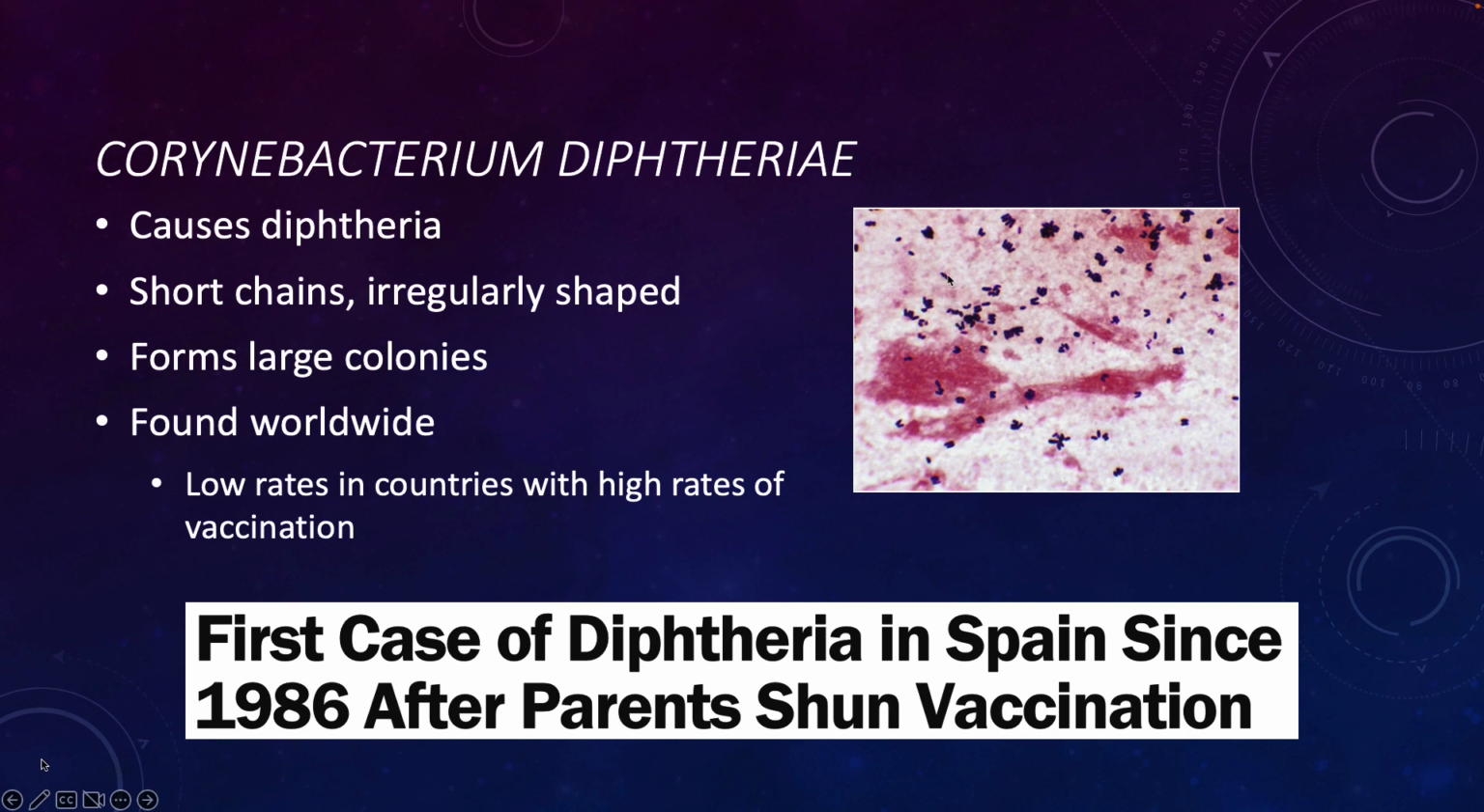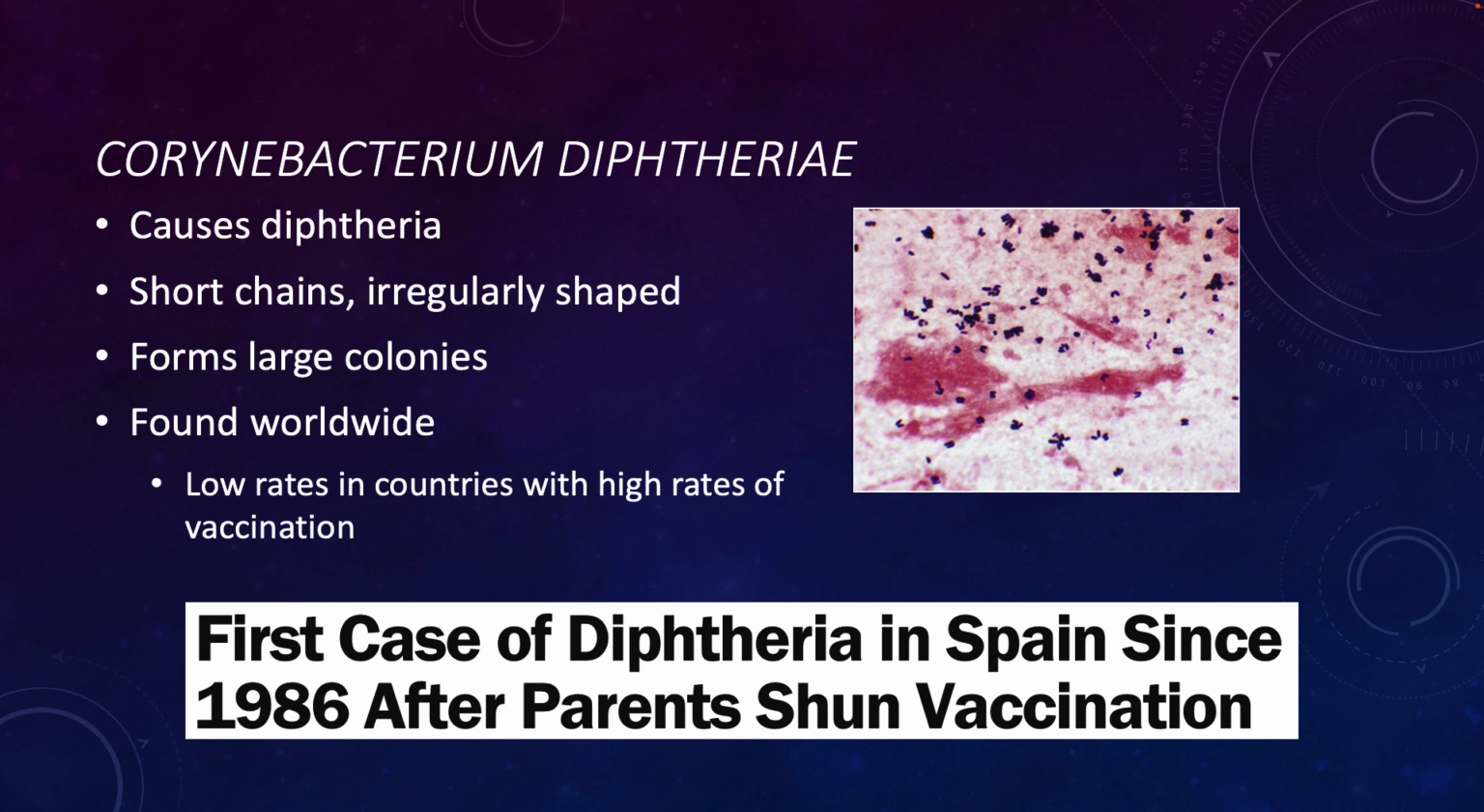So there's less uniformity. On growth media, they will form large colonies. They can be cultured on blood agar, but I'll tell you in a little bit why that can be challenging. There also is a special type of media that will enrich for this particular species. The bacterium is found worldwide. However, we see low rates of this bacterium in countries that have high rates of vaccination.